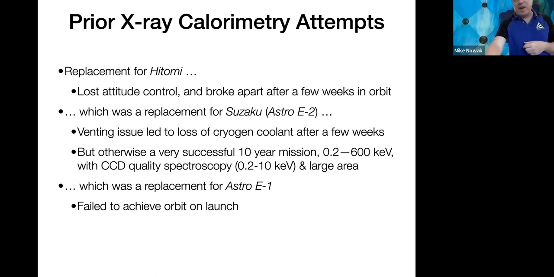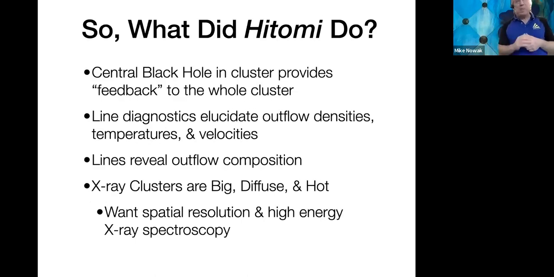Satellite accidents happen, unfortunately. So what did Hitomi do? Hitomi had one great observation before it failed. It looked at the central black hole and gas in a galaxy cluster. This is important because black holes feed back energy to the material around them via winds, like we saw in GRJ 1655, and via jets. That energy comes back and affects all the surrounding galaxies and all the surrounding gas.